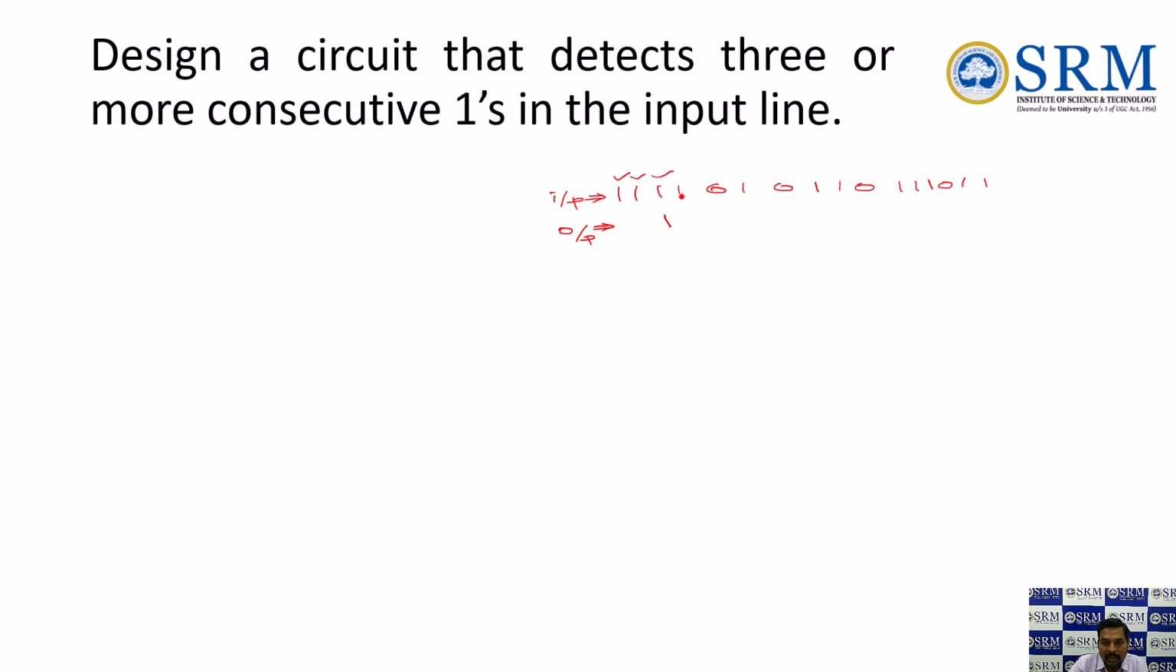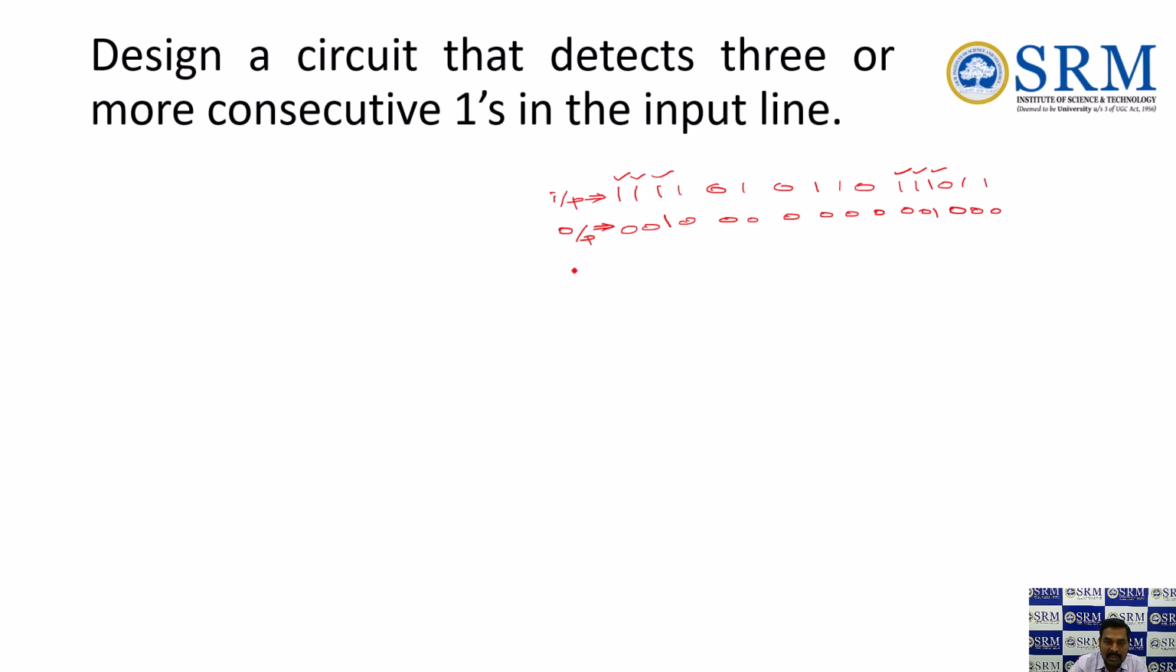Then the next is 0 1. It is not a pattern. So again 1 0 1 0. So far we didn't receive any pattern. So now look, it comes here. Again three ones are coming here, right? So we'll get the output as 1. All other places the output will be 0, right? So whenever we get three consecutive ones, we'll get the output as 1. This is for the non-overlapping sequence detector.